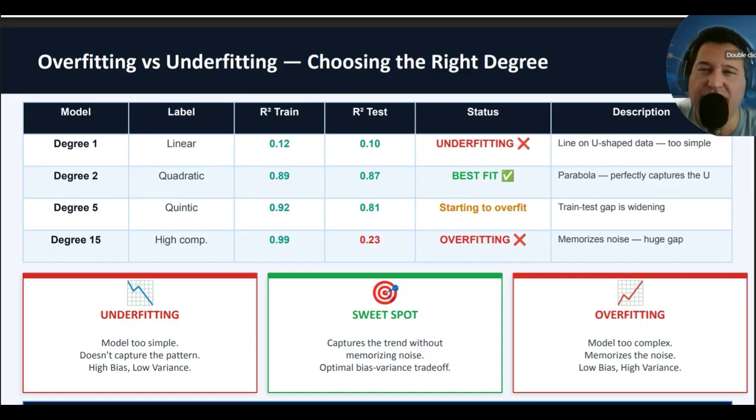The model gets a near perfect score on the training data, but completely collapses on the test data because it has memorized the random noise instead of learning the pattern. Remember the golden rule: the model must capture the general trend, not chase every single fluctuation. If there is a large gap between the training and test scores, you are overfitting.